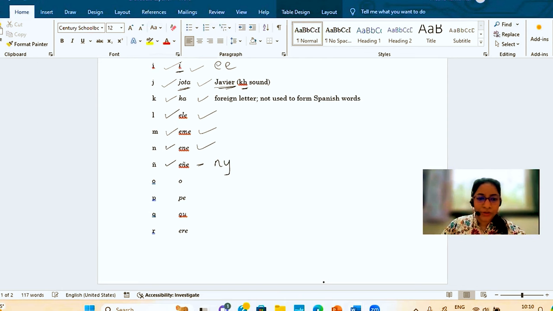How are we going to pronounce this? Imagine that N and Y are together. For example, banyan. You must have heard this word, banyan tree, right? Nya. That's the sound. When N and Y come together, the sound that's pronounced is nya, banyan. When you're reciting the alphabet, how do we say it? NA.